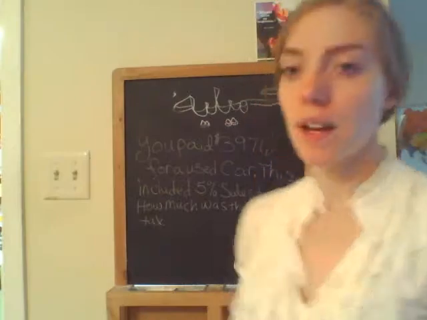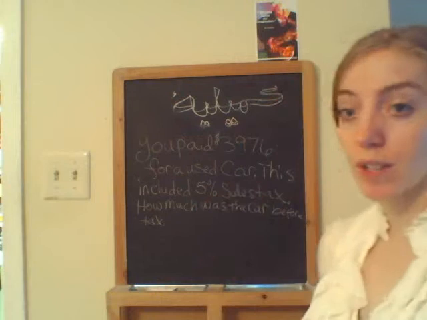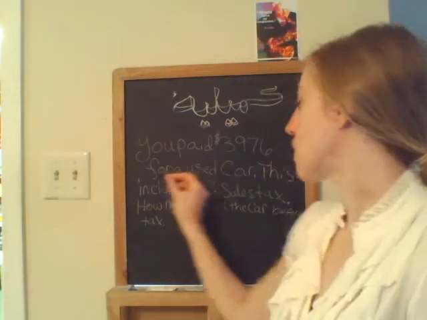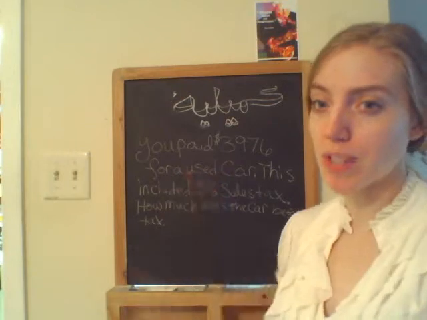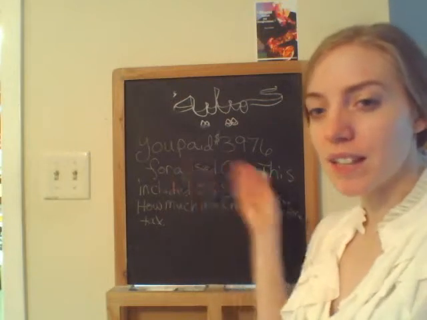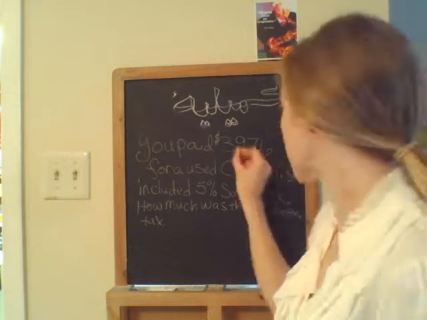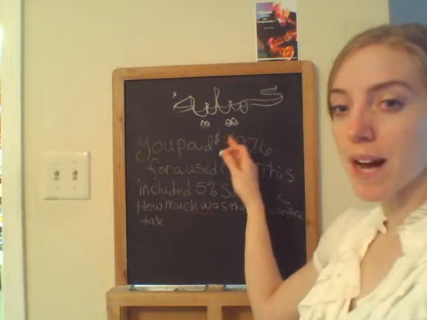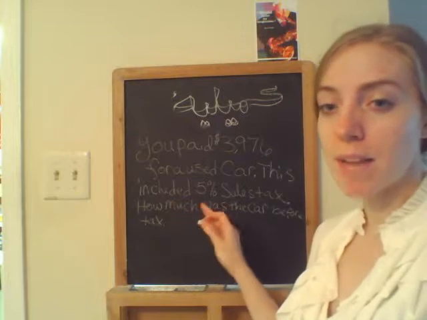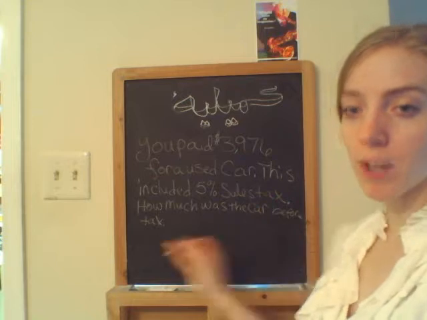Now this one here is pretty straightforward, pretty easy. You paid $39.76 for a used car. Now, you see how they put mumbo jumbo in here? It doesn't matter what it could have been. It could have been just a car. They just put used car. So you paid $39.76, which is $3,976. And this amount included 5% sales tax. How much was the car before tax?